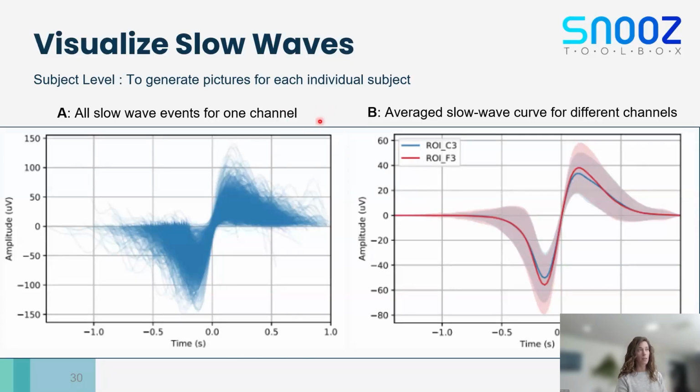to verify if it's an artifact or not, and remove them or just mark them as artifact. In figure B, the image shows the average slow wave curve across different channels, which is useful for exploring topographic differences. So here the example is showing the average slow wave for C3 and F3, and we can see that the signal in F3 has a bigger amplitude, which is expected.